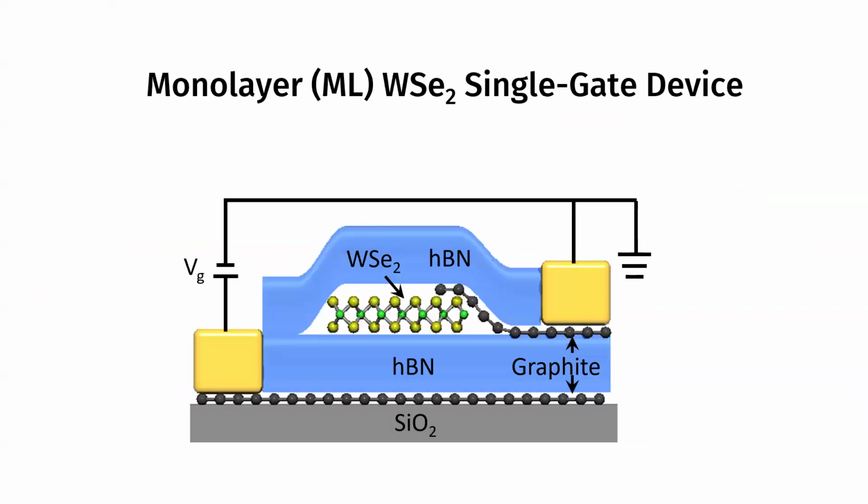Our devices take that monolayer WSe2 and via the dry transfer stamp method, encapsulate this WSe2 in insulating hBN, hexagonal boron nitride, layers. And the TMD is electrically contacted and gated through graphite, which allows us to inject carriers into the TMD by simply changing the gate voltage here.